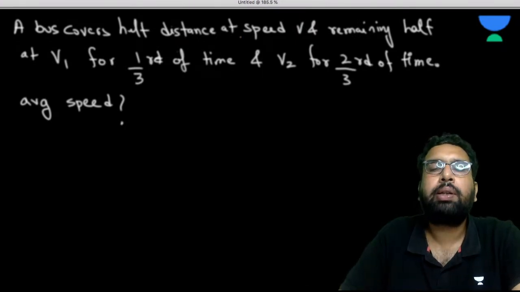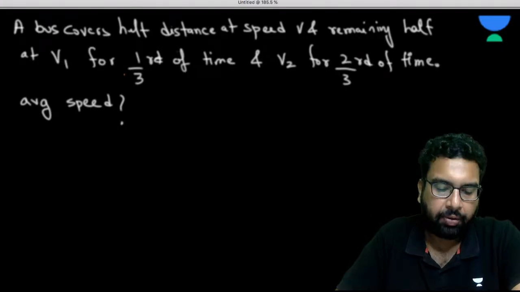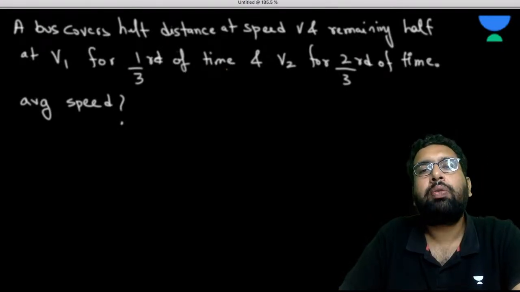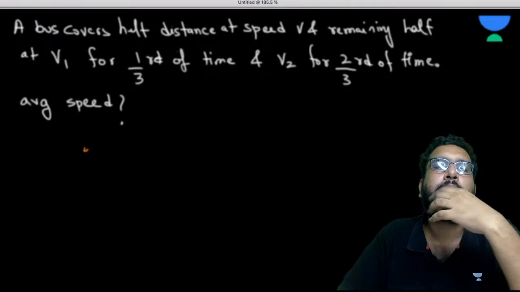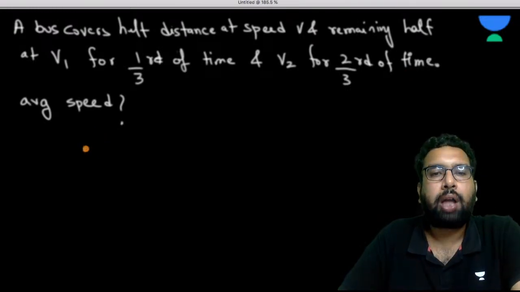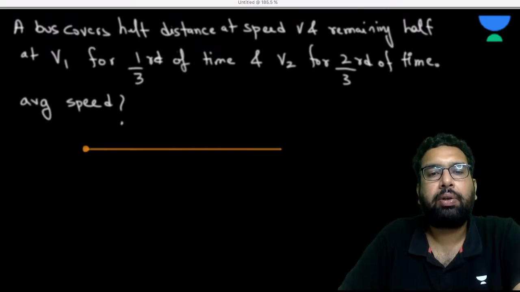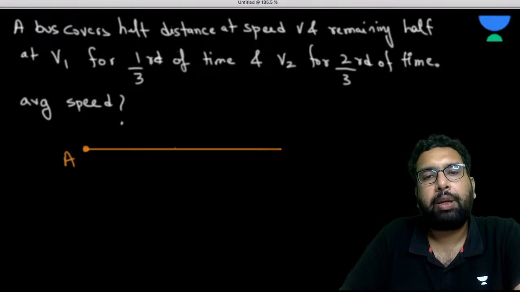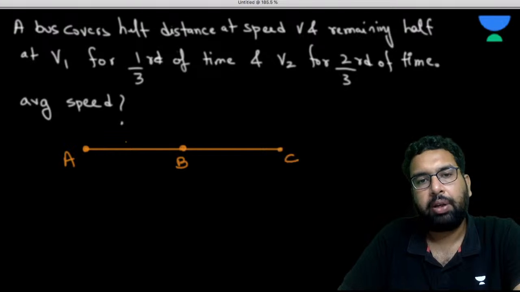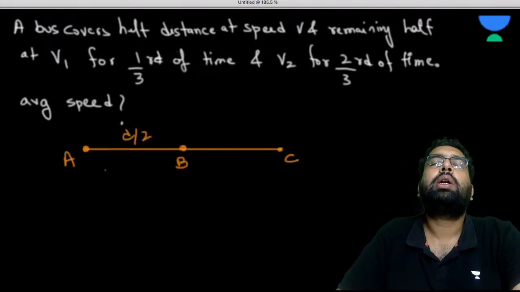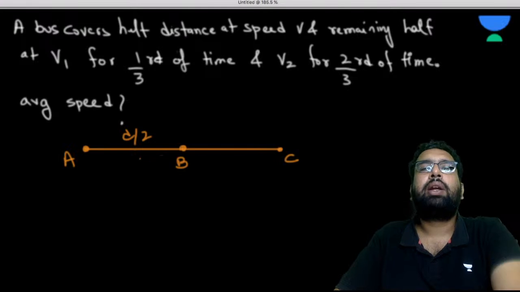a bus covers half distance at a speed v and the remaining half at v1 for one third of time and v2 for two third of the time. Now let's try to understand the question. So let's suppose there is a bus and it covers half the distance. So A, B, or you can take C, D by 2 or D. Whatever comes to your mind first. So let's suppose we have taken the total distance as D. So let's suppose we have taken D by 2.